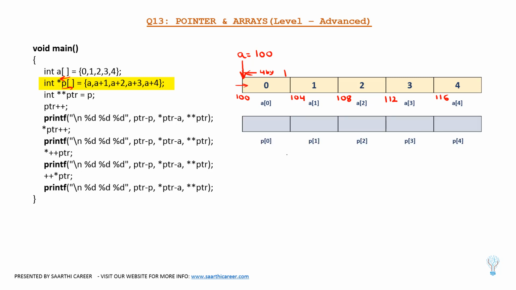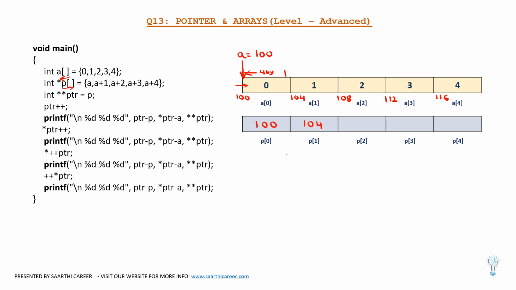And we see that the first element of P is A, and A is 100, so we fill the first element as 100. Then the next element is A plus 1. Now 100 plus 1, if we remember pointer arithmetic from question 12, whenever we increment or decrement a pointer, it always moves in steps of the size of the type it is pointing to. Since A is pointing to an integer and an integer is 4 bytes, any increment on A will always move it in steps of 4. So A plus 1 is nothing but 104.